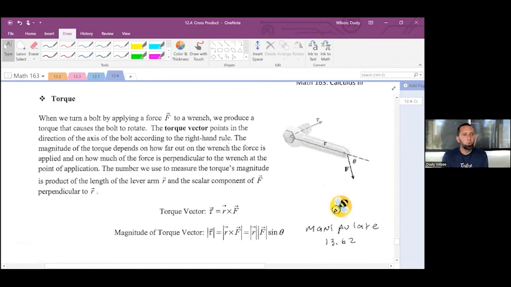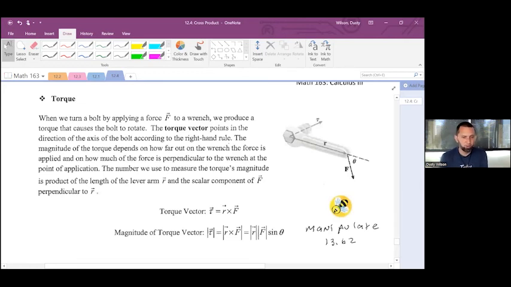Torque. When we turn a bolt by applying a force F to a wrench, we produce a torque that causes the bolt to rotate. The torque vector points in the direction of the axis of the bolt according to the right-hand rule. The magnitude of the torque depends on how far out on the wrench the force is applied and on how much of the force is perpendicular to the wrench at the point of application. The number we use to measure the torque's magnitude is the product of the length of the lever arm R and the scalar component of F perpendicular to R.